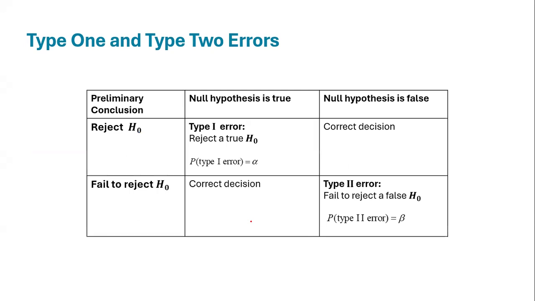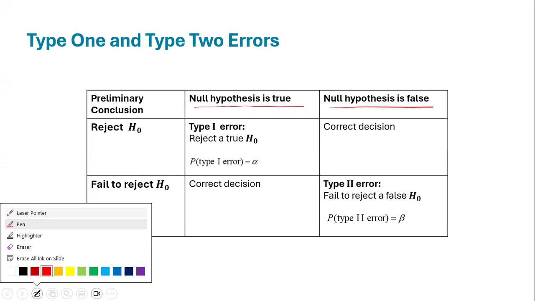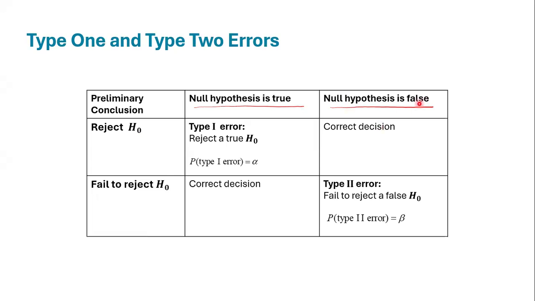And everything is in this table. So if the null hypothesis is true and you reject it, you're making type 1 error. But if you fail to reject when it's true, that means you are making a correct decision. If the null hypothesis is false, it must be rejected, and if you reject it, you're making a correct decision. But if you fail to reject, that means you're making another error, which is called type 2 error. Okay?